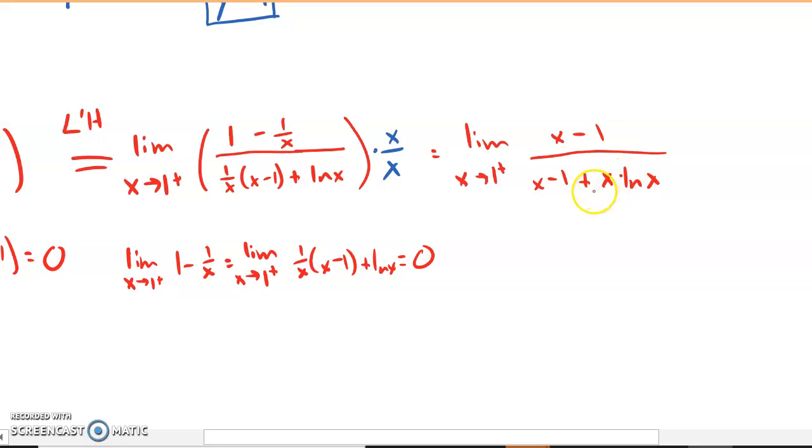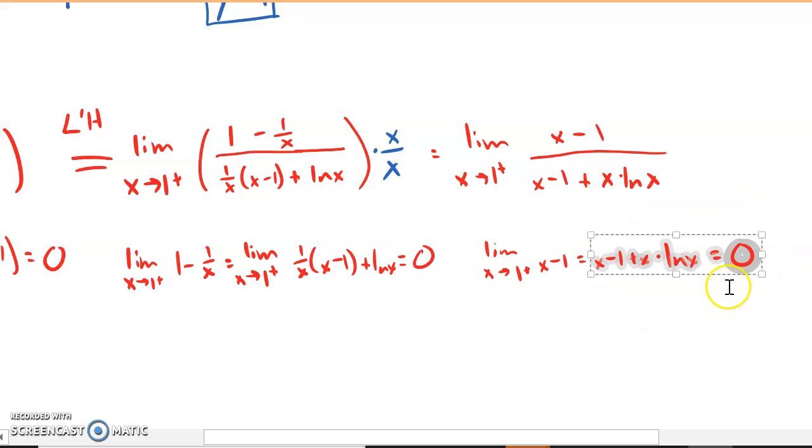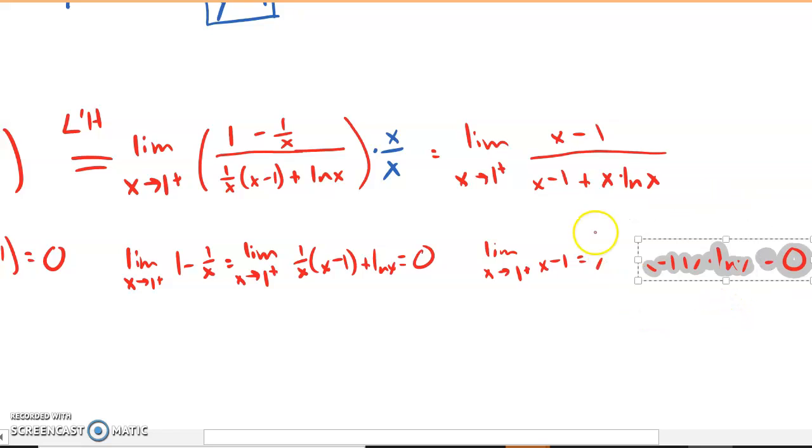All right, does that still give us L'Hopital? On the top, we got the limit as x approaches 1 from the right of x minus 1. That's equal to 0, but then we have 1 minus 1 plus 1 times 0. So yeah, we've got the same L'Hopital business that we started off with, both of those limits are equal to 0, so this is still a 0 over 0 situation. All right, but we'll try L'Hopital one more time.